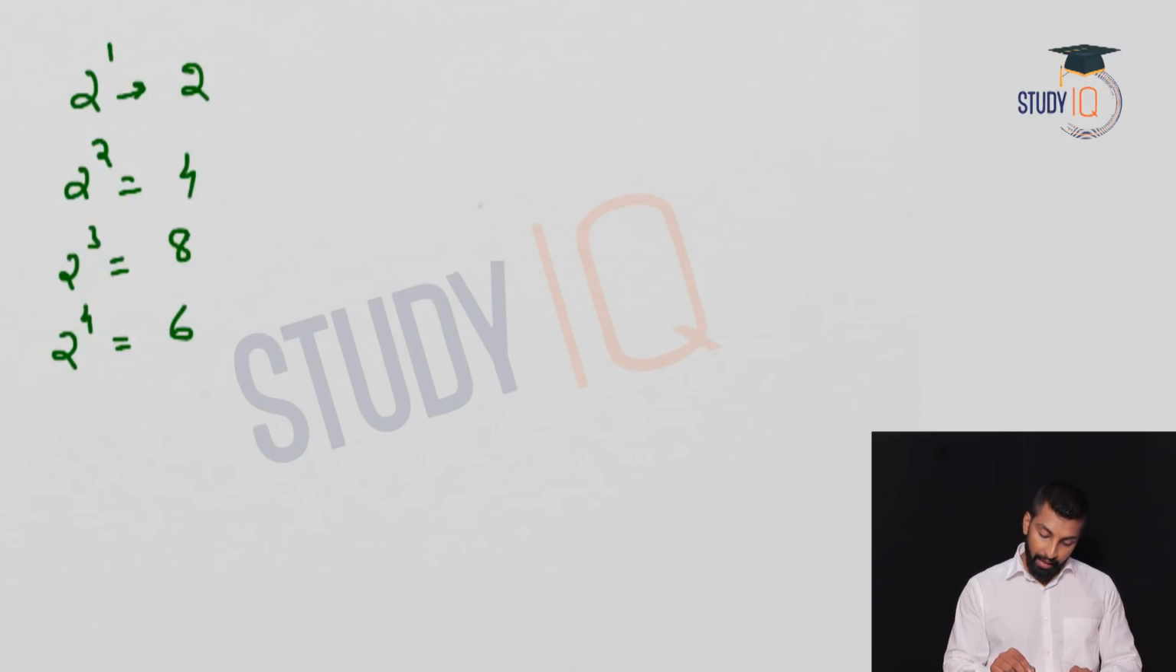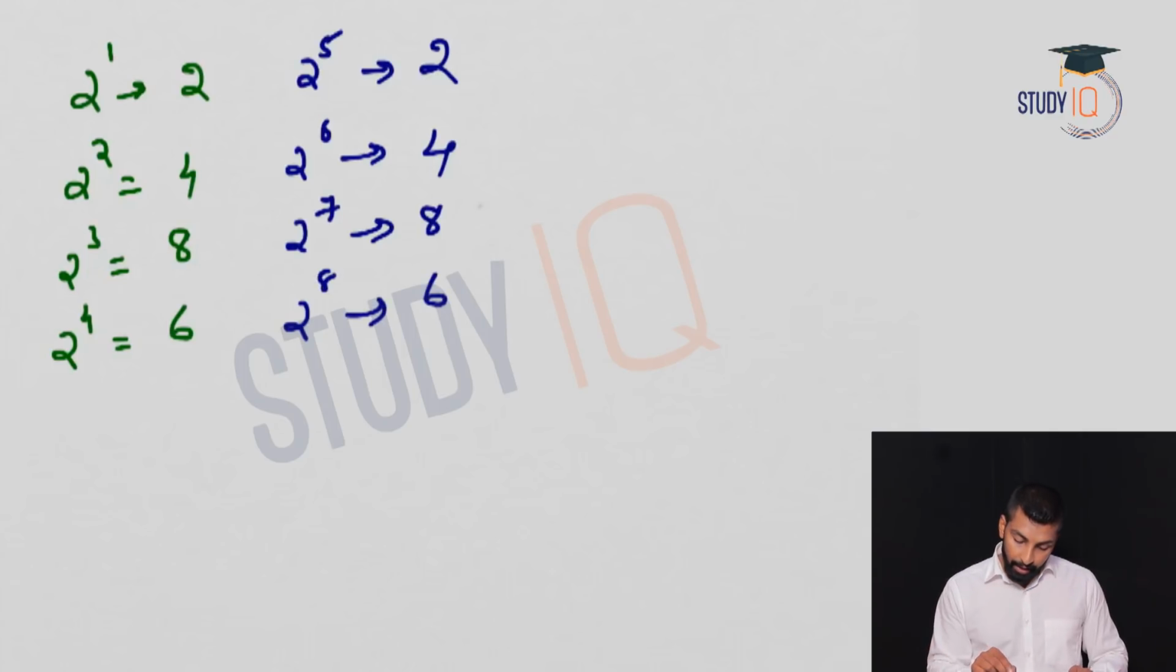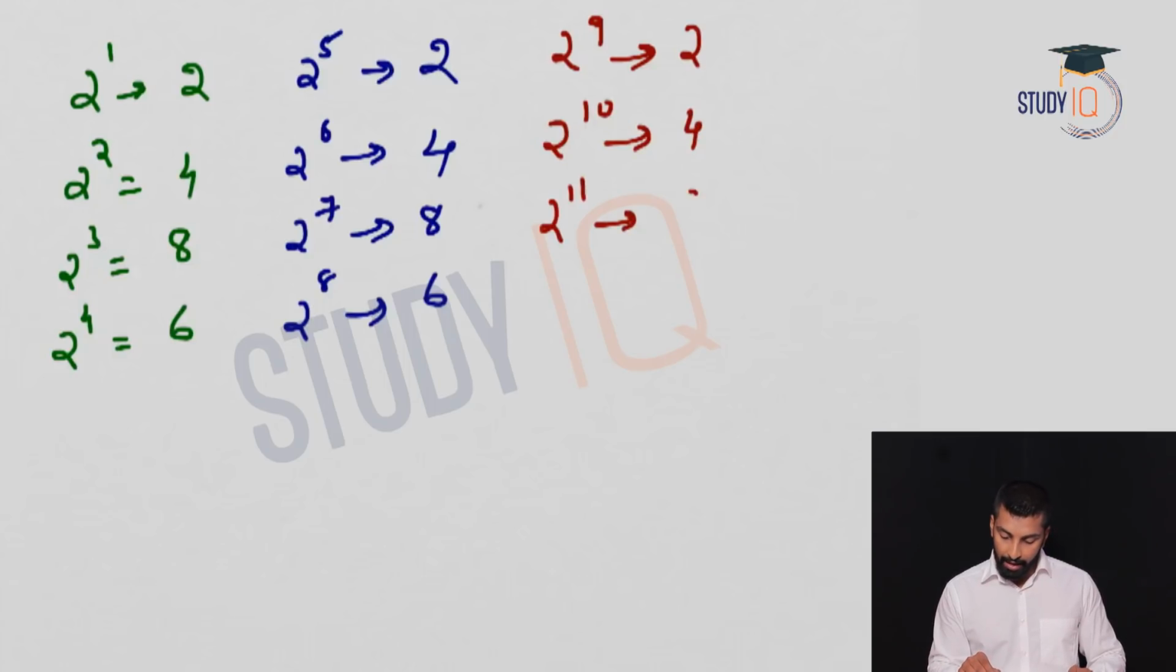Now next you will write 2 raised to 5, right? 2 raised to 5, 6 into 2. You don't want to take 16 into 2, because I told you last digit depends on last digit. So 6 into 2, that is 12, 2. 2 raised to 6, 2 into 2, 4. 2 raised to 7, 4 into 2, 8. 2 raised to 8, 8 into 2, 16. Again, 2 raised to 9, it will be 6 into 2, 2. 2 raised to 10, that will be 2 into 2, 4. 2 raised to 11, that will be 8. 2 raised to 12, that will be 6.